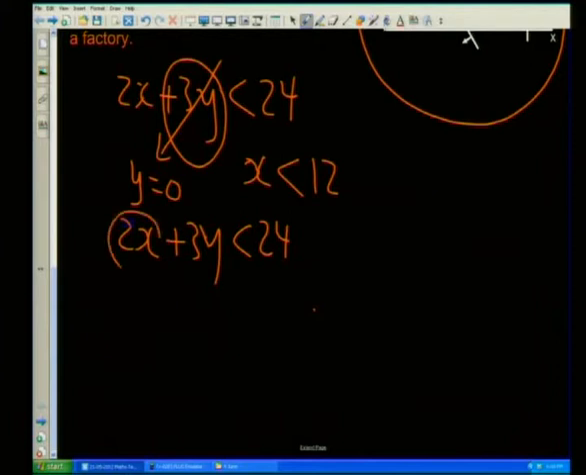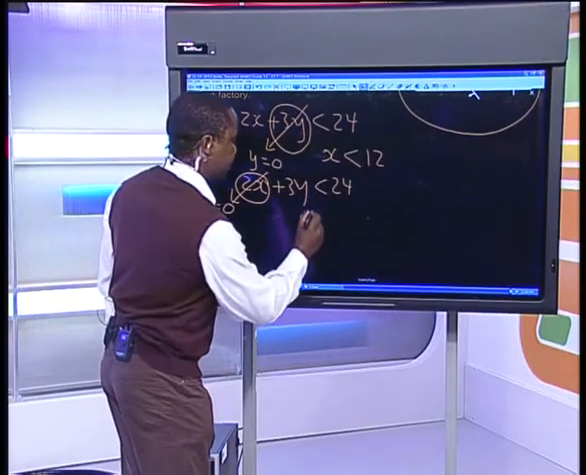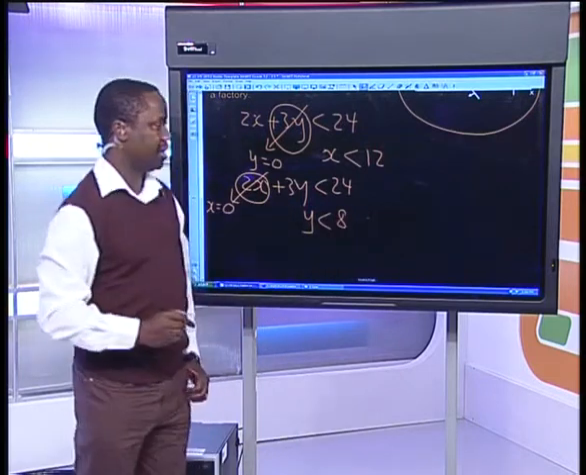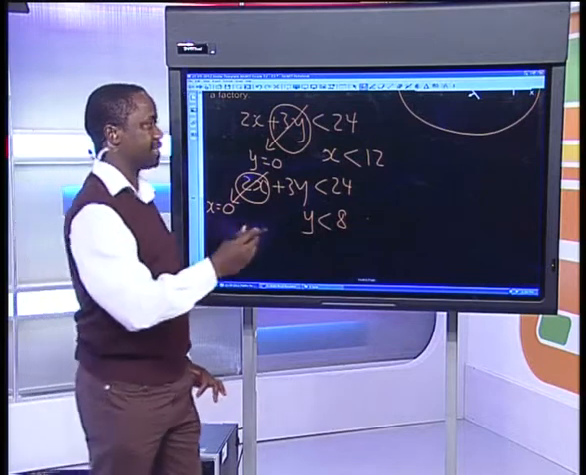Now you're going to cover the x part because x is equal to 0. Now you're left with 3y equal to 24. If you divide that by 3 throughout, you're going to get that y must be less than 8. You're now in a position to represent this on a system of axes.